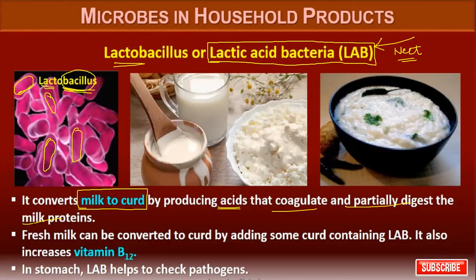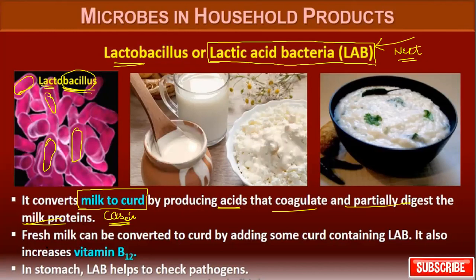of the milk protein. So these bacteria produce certain kinds of acid, which they utilize to coagulate or partially digest the milk proteins. What is the milk protein? The common milk protein is casein.